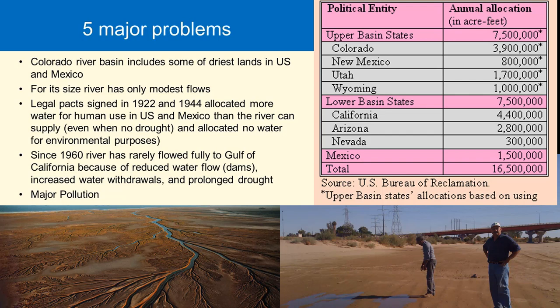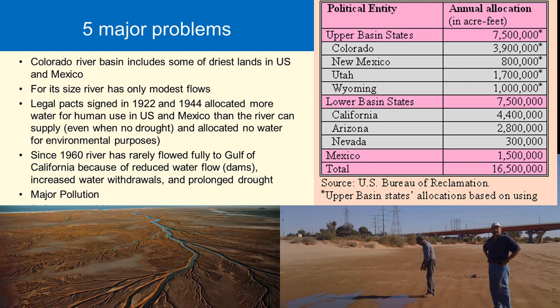So there are 5 major problems associated with the Colorado River. The Colorado River Basin includes some of the driest lands in the United States and Mexico. For this size of river, it only has modest flows, yet we expect a lot from it. You can see on the bottom right, as well as the bottom left, this is the river that is supposed to be making its way. There's obviously infrastructure built to get cars over the river. You can see this river is not reaching where it's supposed to be reaching either.